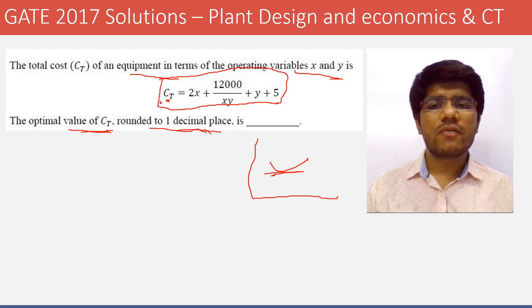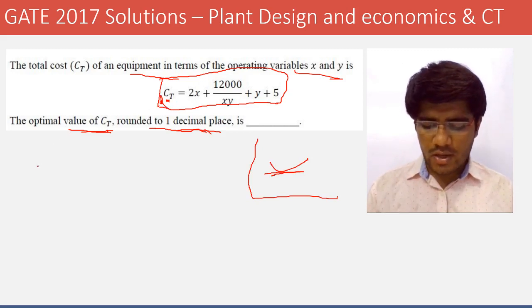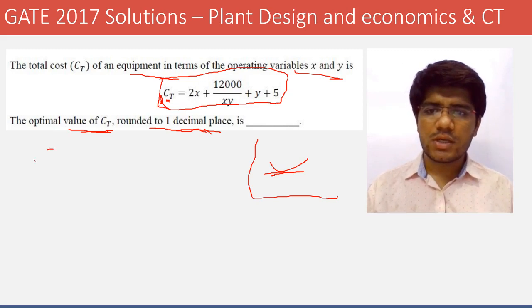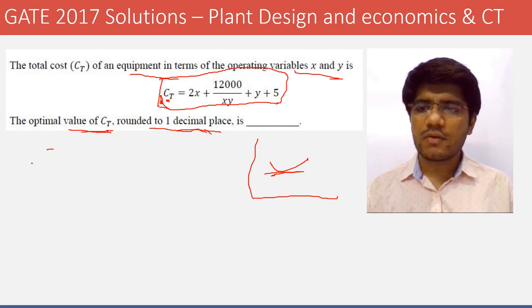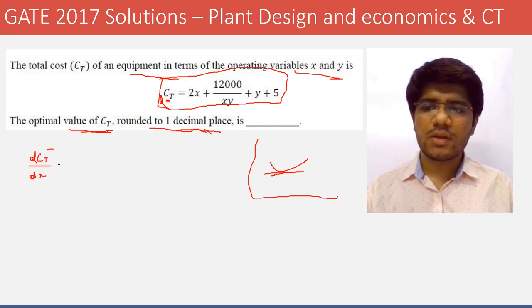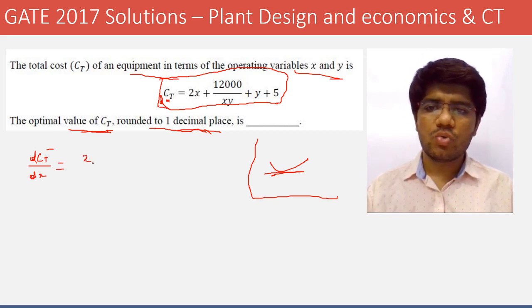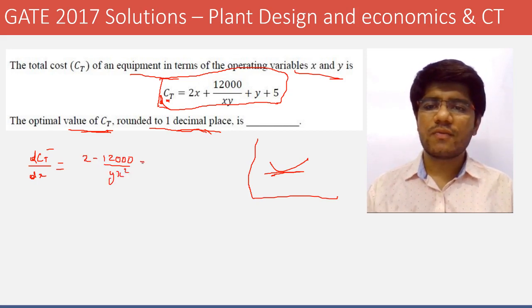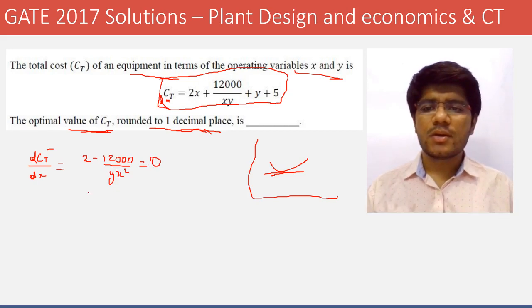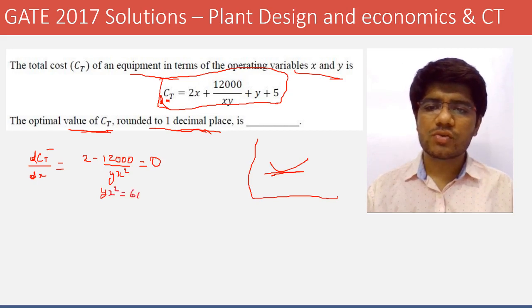So we will find the differential of this equation. This Ct is given. If we differentiate it with x, dCt upon dx, we get 2 minus 12,000 by y x square. Definitely this differential will be equal to 0 at minima. With this we get y x square equals 6,000.